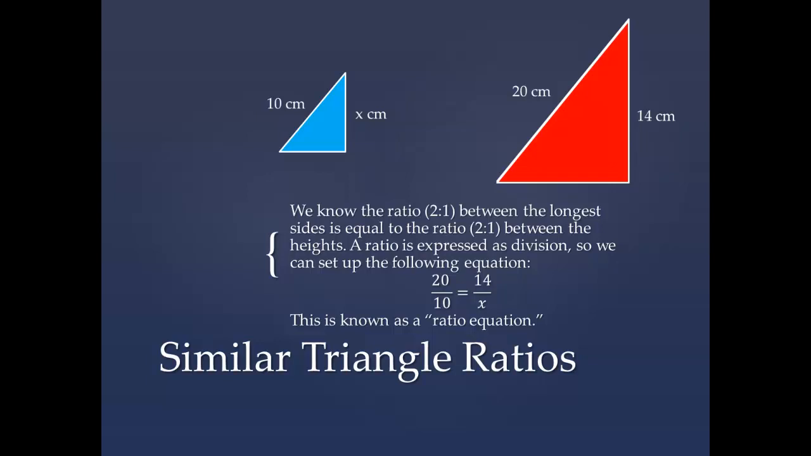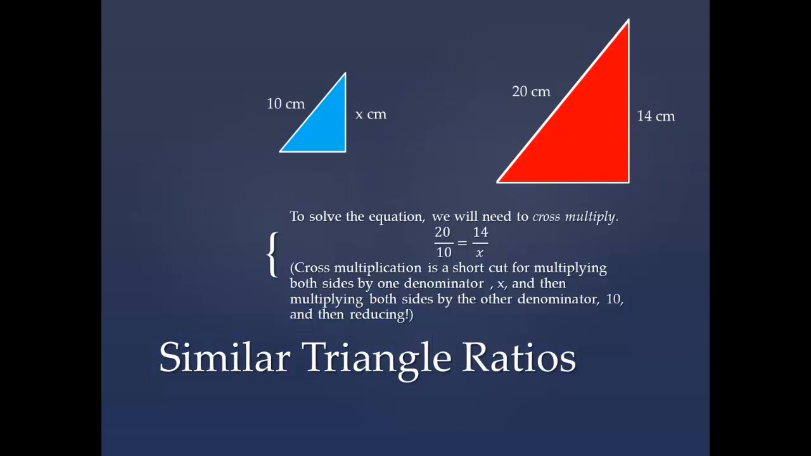We know the ratio 2 to 1 between the longest sides is equal to the same ratio 2 to 1 between the heights. A ratio is expressed as division, so we can set up the following equation. 20 is to 10 as 14 is to x. This is known as a ratio equation. To solve the equation, we will need to cross multiply.